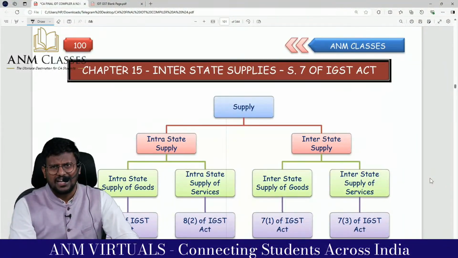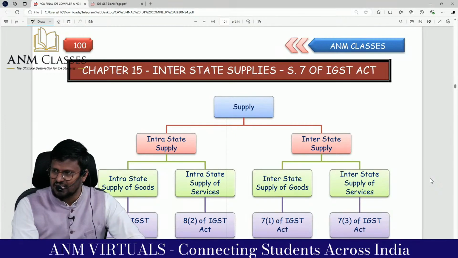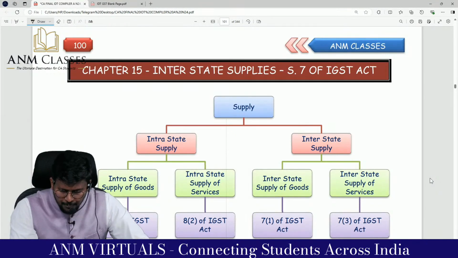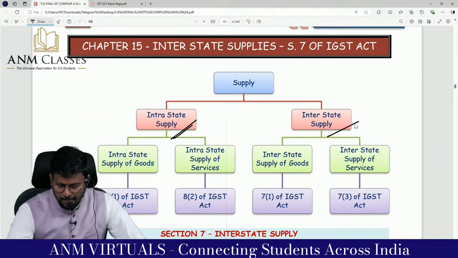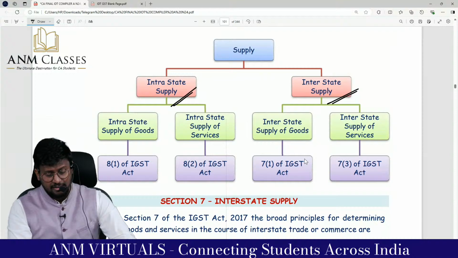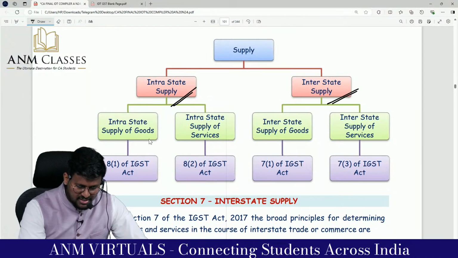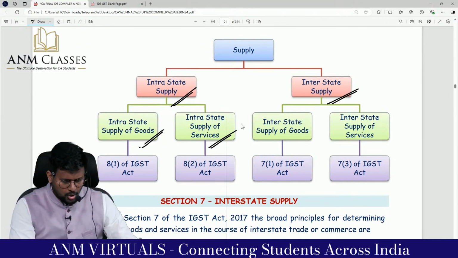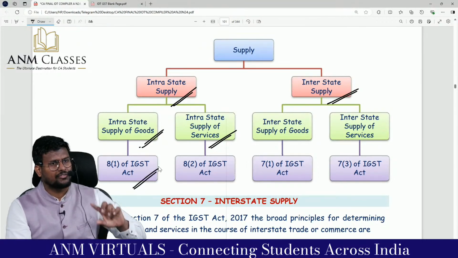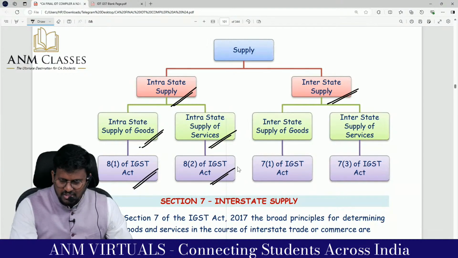Sir, there shall be levied a tax called integrated goods and services tax on all inter-state supply. A supply can be classified in 2 categories. Supply may be inter-state supply or intra-state supply, and if it is intra-state supply, it may be intra-state supply of goods or intra-state supply of services. If it is intra-state supply of goods, you have to go and check section 8 subsection 1 of the IGST Act. For intra-state supply of services, you have to go and check 8 subsection 2 of the IGST Act.